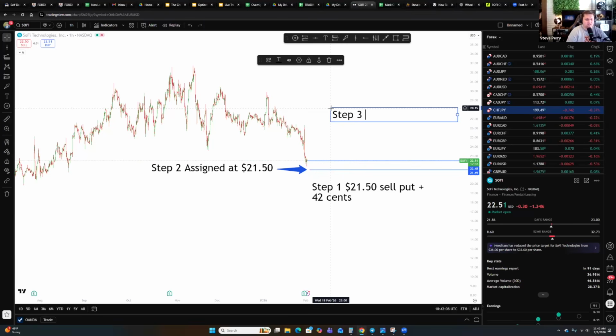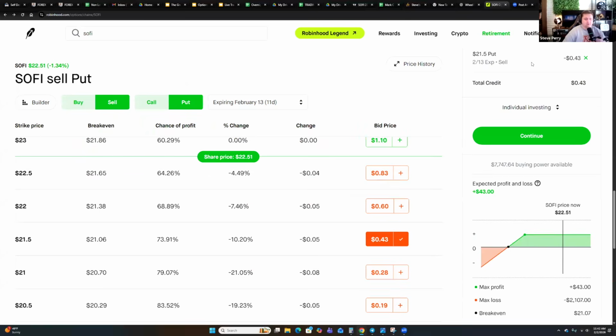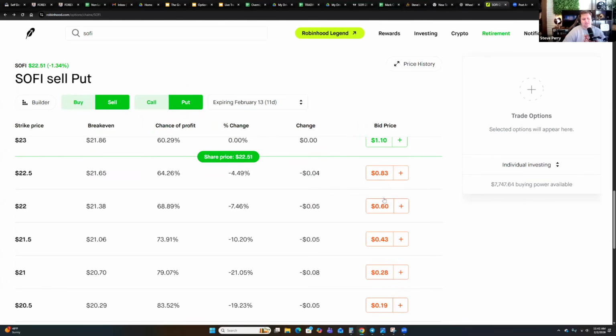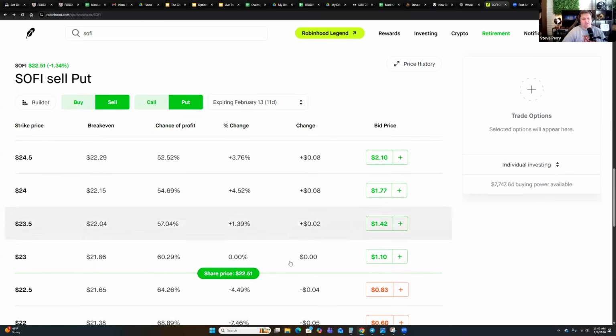And we're going to go back to the option chain to shop for this real quick. So step three, we go and sell a covered call. And now we've got to figure out a price we're going to do that at. So let's go back to the option chain. These are going to change in two weeks, right? The prices. But let's just shop around. Like I usually do one that's like 30% delta.